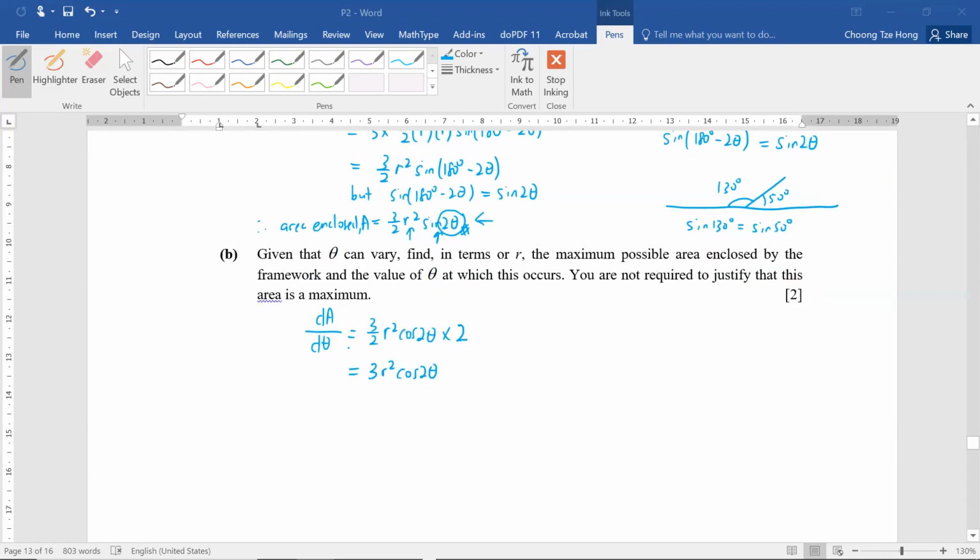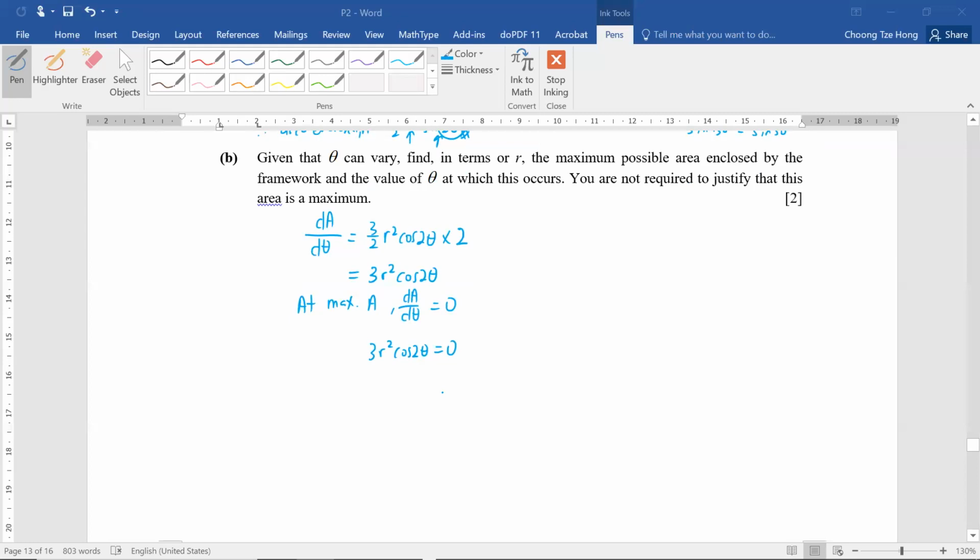Then as mentioned, at maximum A, dA d theta equals 0. So 3r squared cosine 2 theta is 0. 3r squared can't be 0, so it has to be cosine 2 theta equals 0. If 3r squared is 0, that means r is 0, then you won't have any framework to begin with.